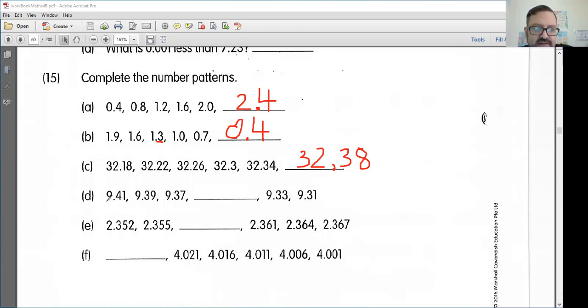Next, I have 9.41, 9.39, 9.37. My numbers are getting smaller, yes? So it looks to me like we are just subtracting 2/100 here. I'm looking once again at the tenths place and the hundredths place. This 9 doesn't even matter because 9 is in every single number. We are just subtracting two hundredths here. So 0.37 minus two hundredths is 0.35.